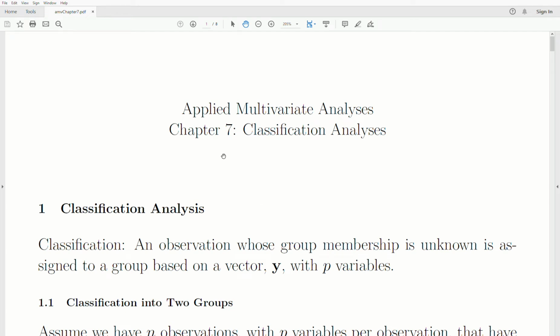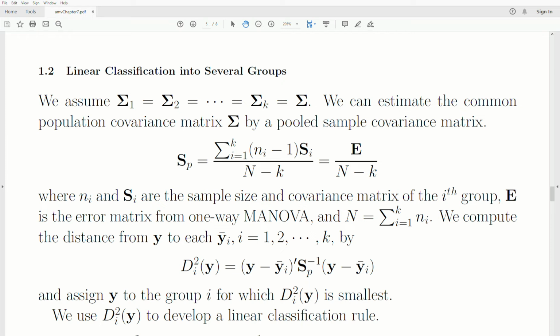Hello, this is the next video in a playlist that I'm calling Applied Multivariate Analysis, and we're in Chapter 7, part of this playlist that I'm generically calling Classification Analysis. And let's jump to today's topic, which is linear classification into several groups.